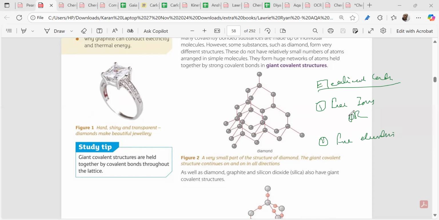Is it clear to you that there must be free ions or free electrons? Any one of them should be present. This is a very important juncture we have to master, right? There must be free electrons or free ions.